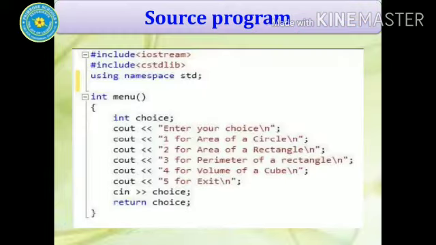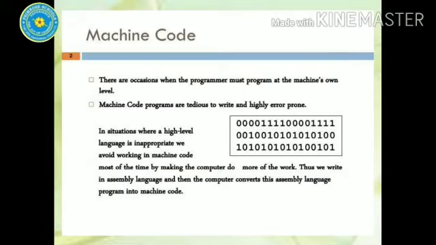A source code program is a program written by the programmer, which is also called a high-level language. The image shows a program written in C language, which is a high-level language. Now, what is machine code? Machine code is the language understandable by the system, which is in terms of zeros and ones. It is very difficult to understand and very difficult to code using machine language.